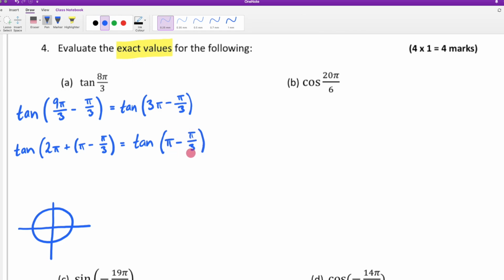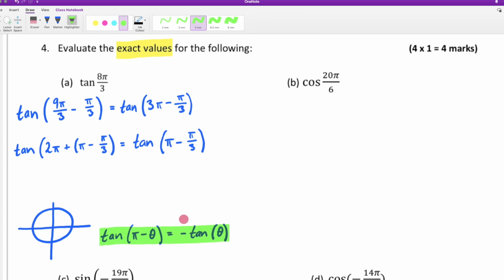Now hopefully this is ringing some bells for you. You should know this as a part of your symmetry properties. We know that tan of pi minus an angle is going to be negative tan of that angle. We know this to be true.